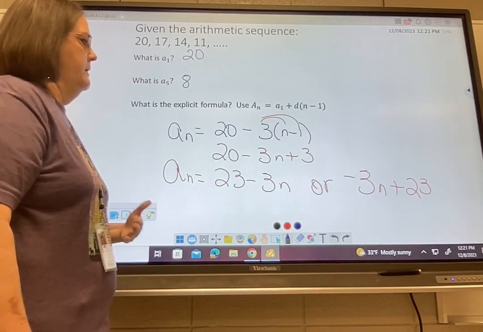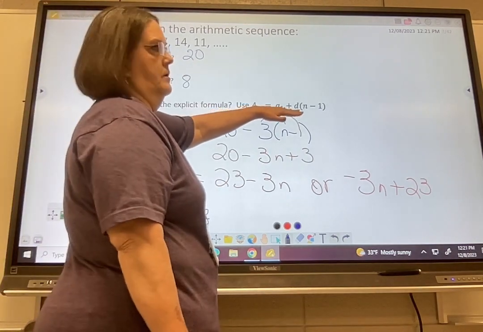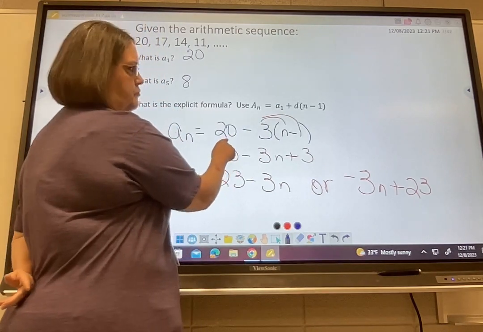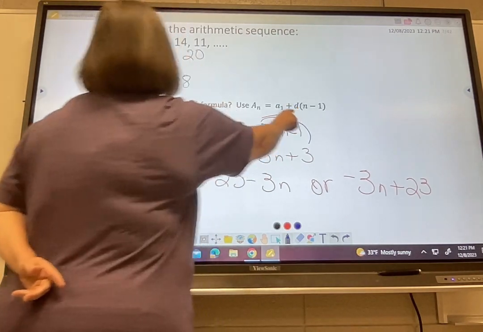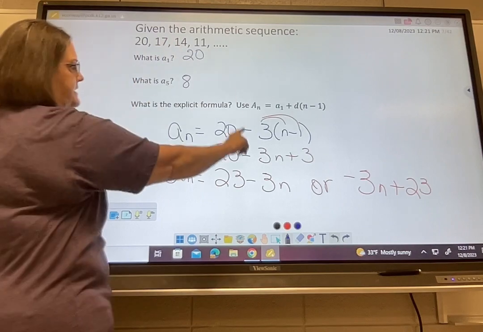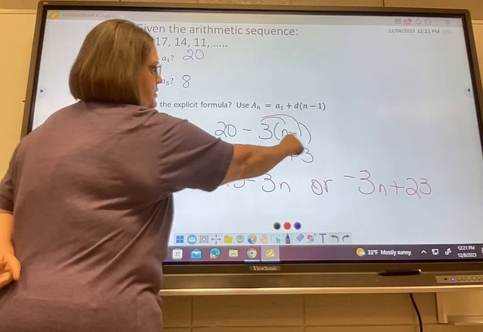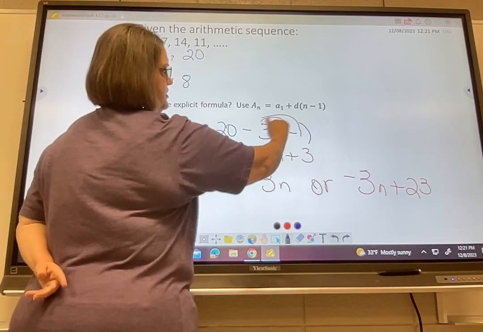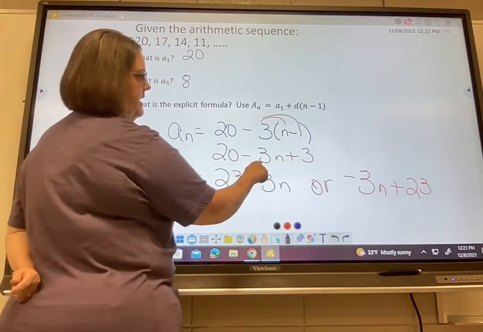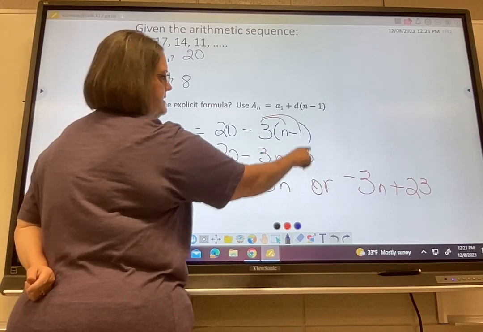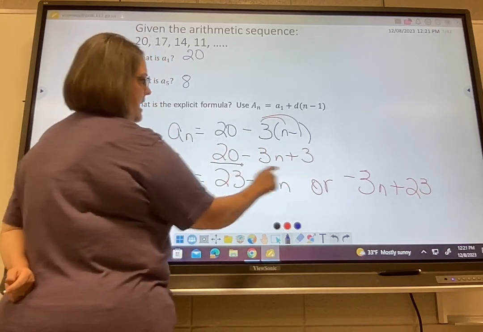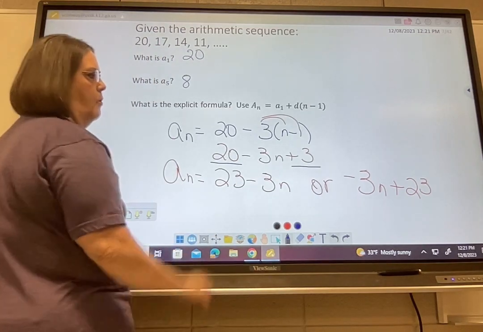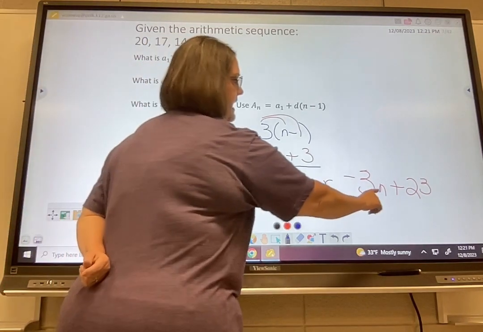Now, to use the formula that the state is going to give you for explicit formula, that's what this is. Remember, A1 is the first term, so I put 20 in. And then my common difference, I'm subtracting 3, so I made it minus 3. And then I put n minus 1 in the parentheses. I distribute that within the parentheses. That gives me negative 3n plus 3. And then I add like terms. I've got like terms right here. 20 plus 3 is 23 minus 3n, or they may put the 3 in first and have negative 3n plus 23.